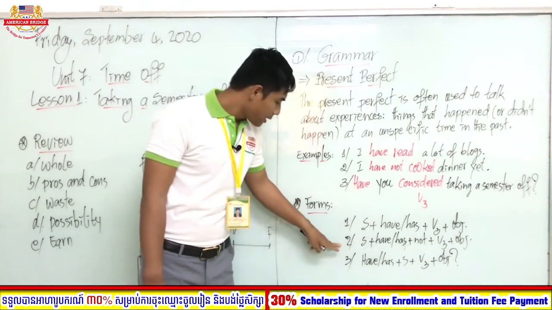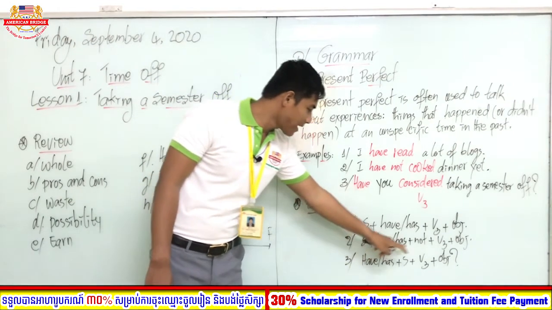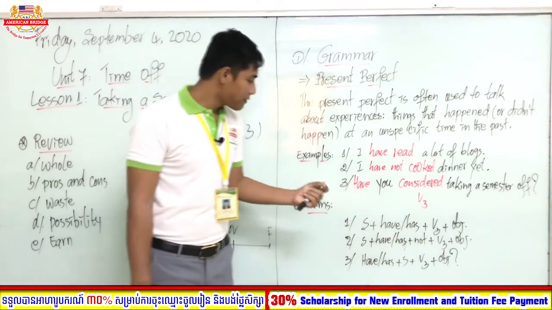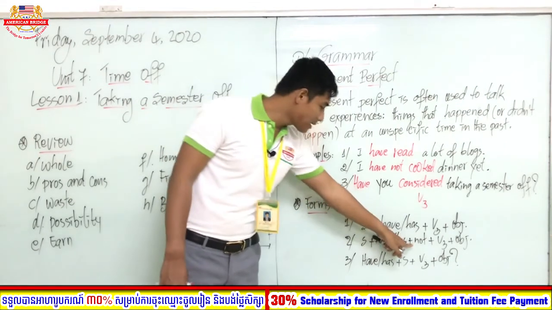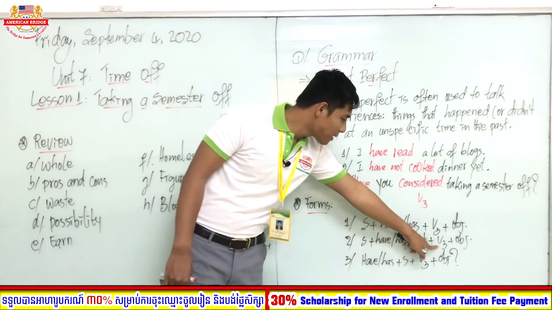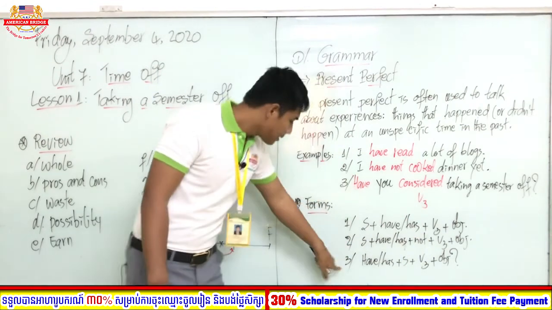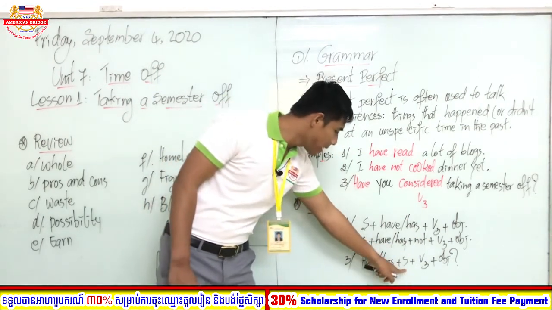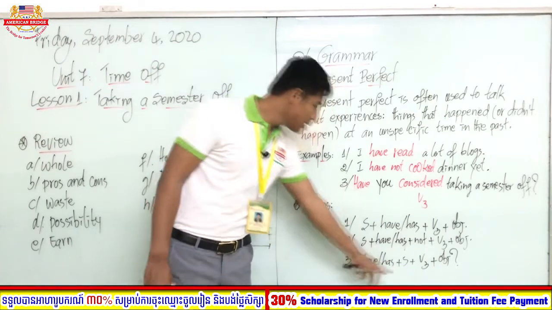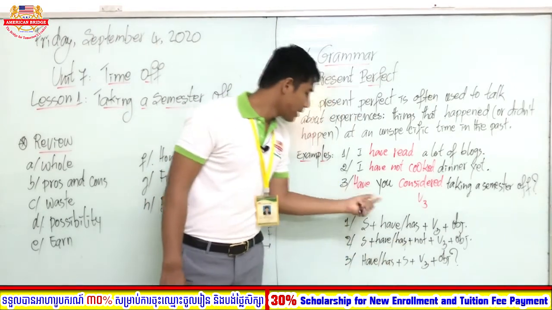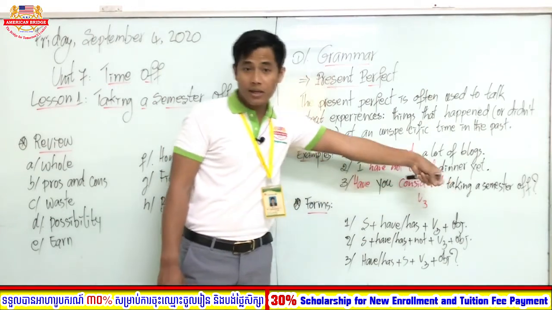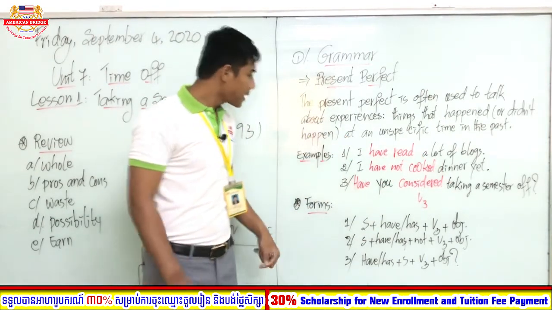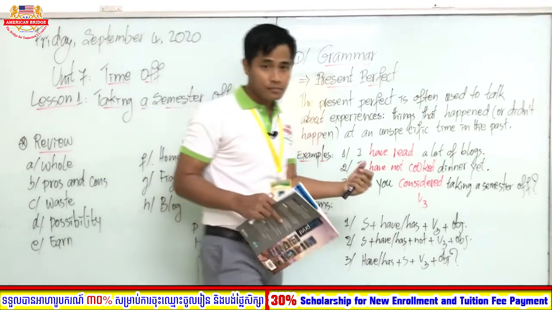Number two: subject plus have or has plus not. When we want to make it negative, after have or has we add not, plus verb 3 plus object. Number three, the question: have or has plus subject plus verb 3 plus object or complement. Okay, good. That's all, students.